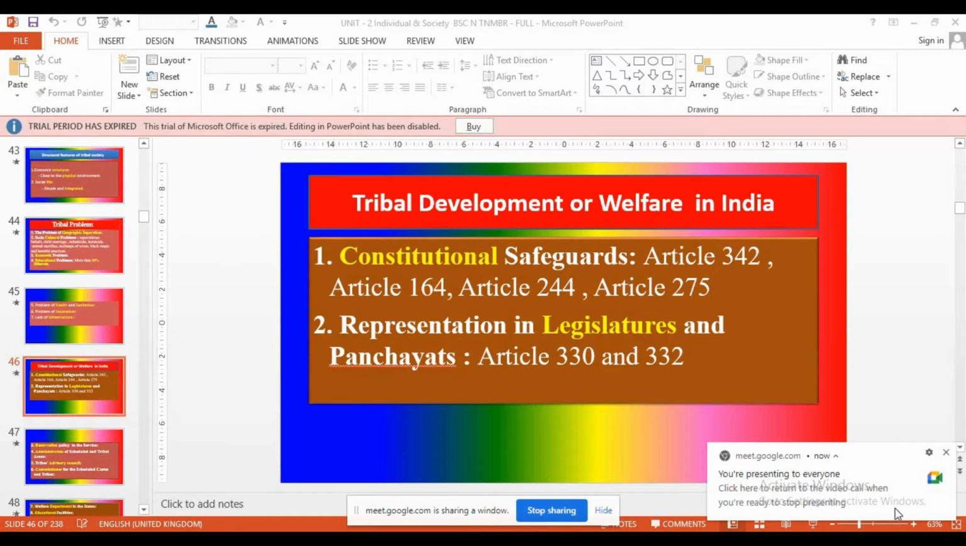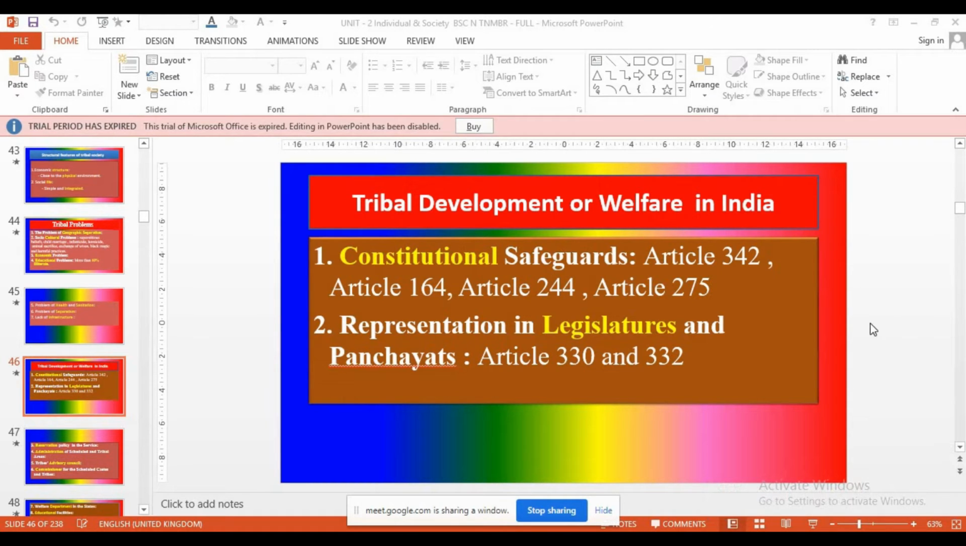In previous classes we learned about individualization, society going on, types of society, characteristics of society, and origin of society, etc. Yesterday we learned about tribal society.